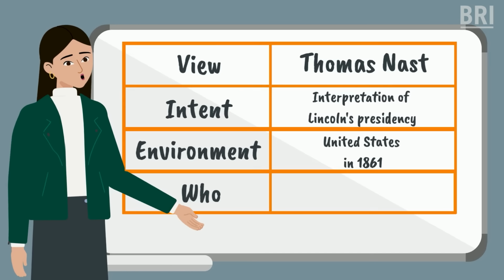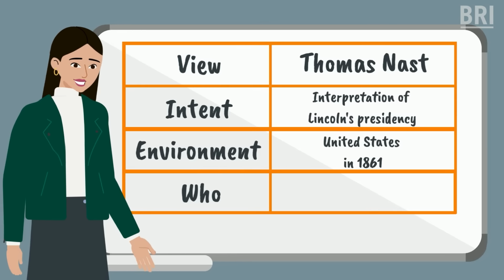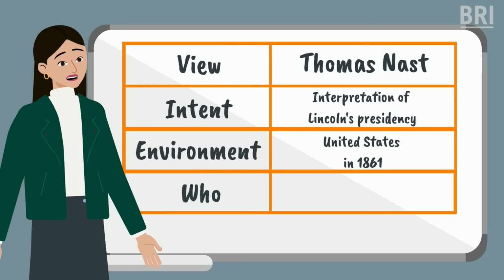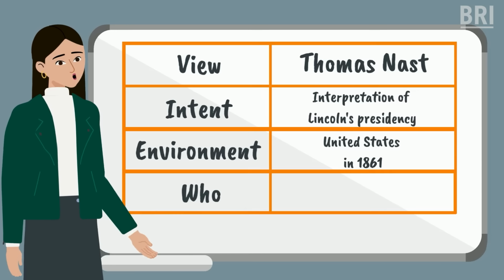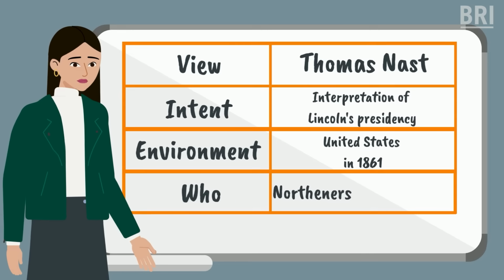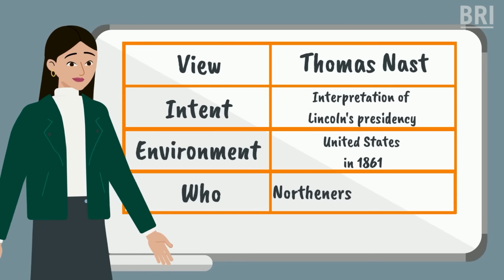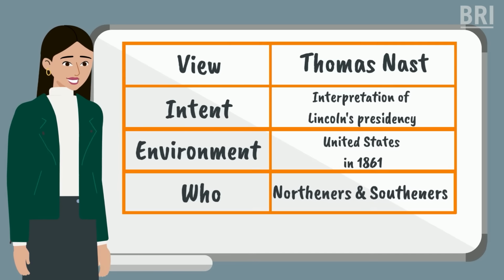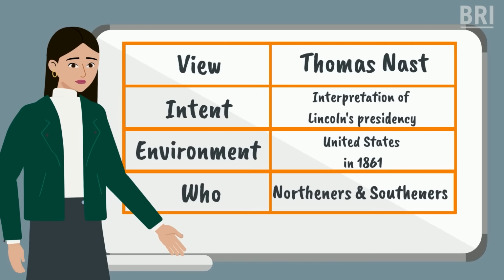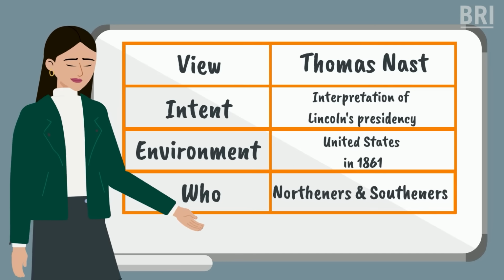Finally, W, who? What is the audience for this source? Who is Nast making this for? The two main groups are Northerners, who want peace but worry about weakness, and Southerners, who fear losing their way of life and are willing to fight because of a perceived threat to it.